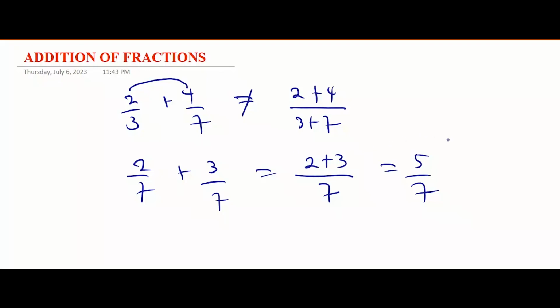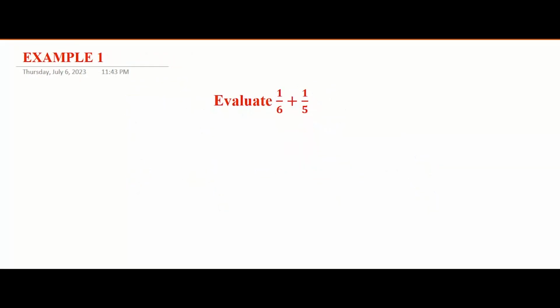Let's look into the first example. Evaluate 1 out of 6, add 1 out of 5. These fractions, 1 out of 6 and 1 out of 5, are referred to as Egyptian fractions. An Egyptian fraction is the sum of any number of different denominators, each with numerator of 1. So I will discuss Egyptian fractions in detail at the end of this series.